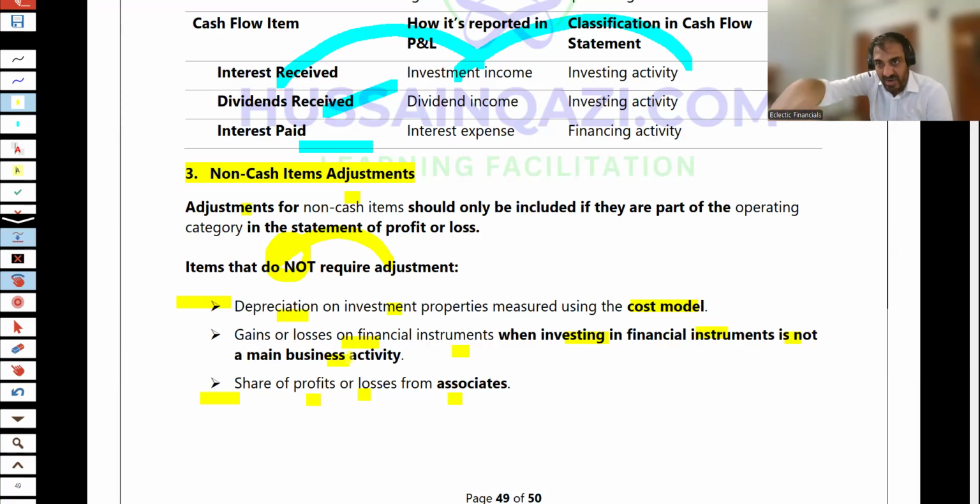So if it's already part of the investment category, here you are working with the cash flow where you need to adjust your operating profit for making adjustments for the cash flows. No need to adjust any gain or loss of the financial instrument, investment returns, gains, losses, anything else. It's tricky, but I hope it's clear.